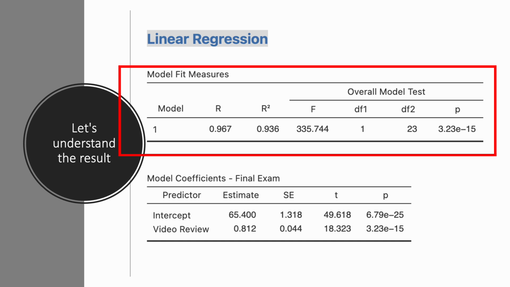DF2 is calculated by subtracting the number of parameters estimated, including the intercept, and the number of independent variables from the total number of observations. In this case, with 25 observations and one independent variable, df2 is calculated as 25 minus 1, the intercept, minus 1, the independent variable, equals 23. P-value. The p-value indicates the probability that the observed results could have occurred by random chance. The p-value here is 3.23 times 10 to the power of negative 15, which is much less than 0.05, suggests that the model is statistically significant, meaning the relationship between the independent and dependent variables is not due to random chance.